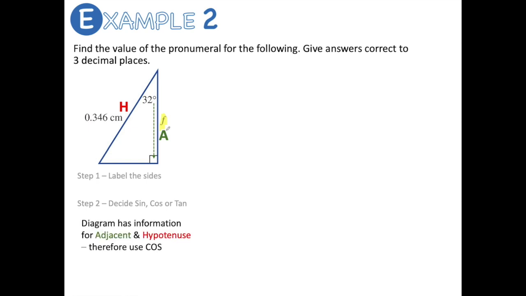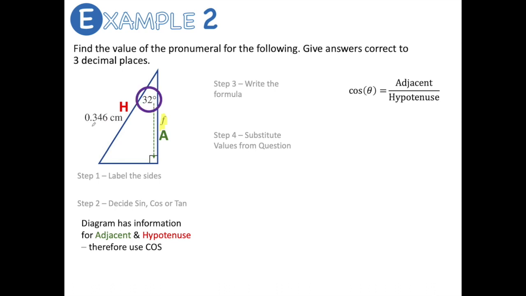So now that I know that I'm using cos, I can go ahead. Step 3, write the formula. So cos of an angle equals adjacent over hypotenuse. So substitute in the values from the question. Adjacent is going to be f. Hypotenuse is going to be 0.346. So cos of 32 degrees is going to equal f over 0.346.